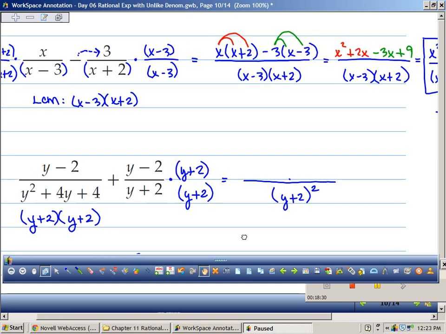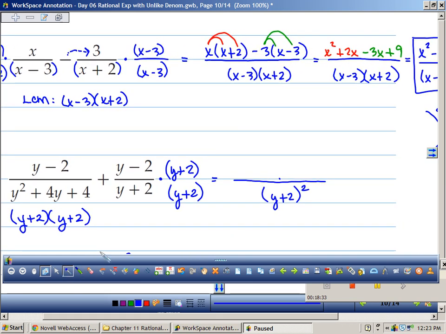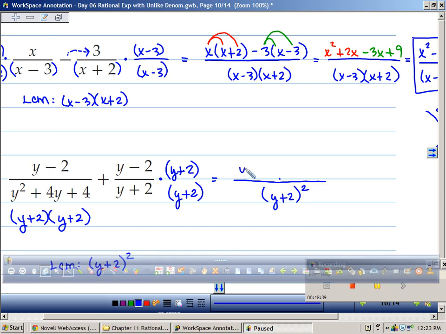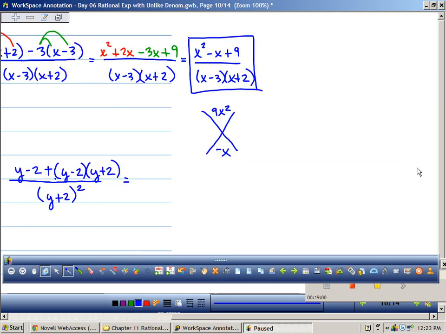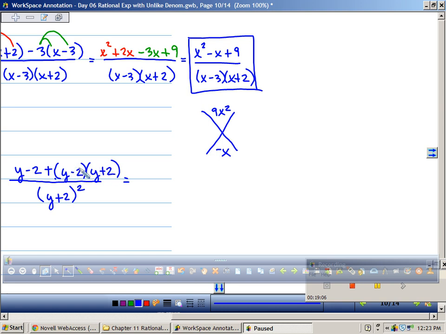Go lastly to this one here. I don't have to multiply y minus 2 by anything, right? So it's just y minus 2. I do, however, have to multiply these by each other. And you should recognize something right away here. Anybody recognize anything? These are the difference of 2 squares right here. Isn't y minus 2 and y plus 2 the difference of 2 squares?